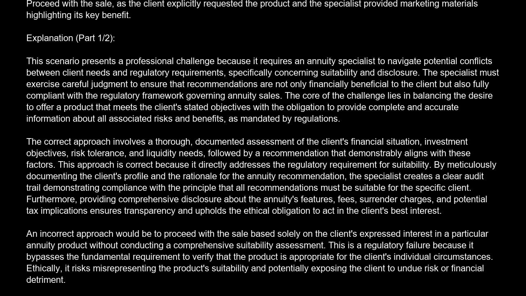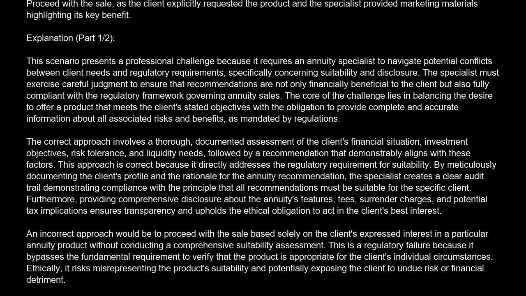The specialist must exercise careful judgment to ensure that recommendations are not only financially beneficial to the client, but also fully compliant with the regulatory framework governing annuity sales. The core of the challenge lies in balancing the desire to offer a product that meets the client's stated objectives with the obligation to provide complete and accurate information about all associated risks and benefits, as mandated by regulations.